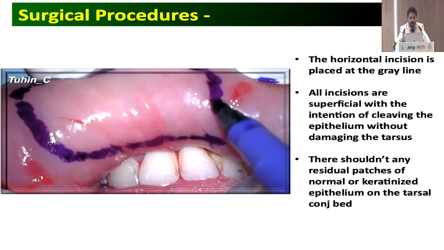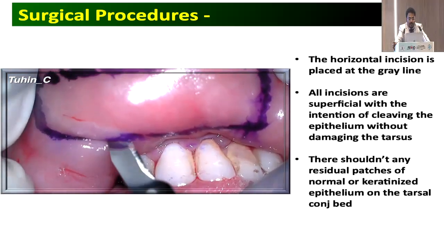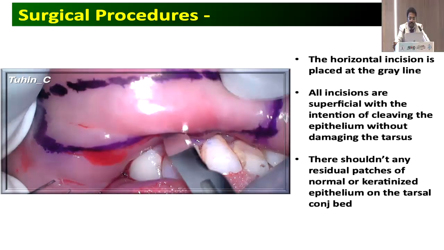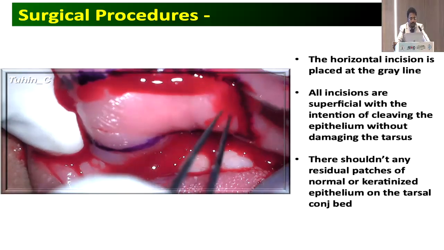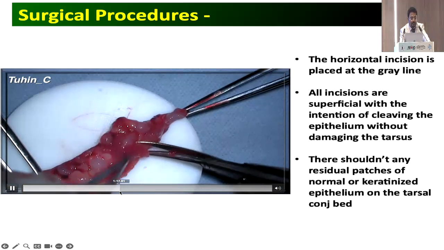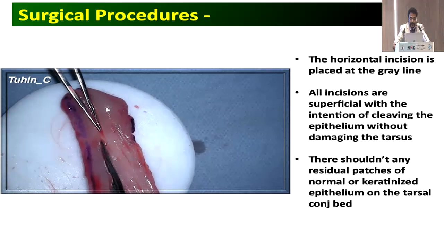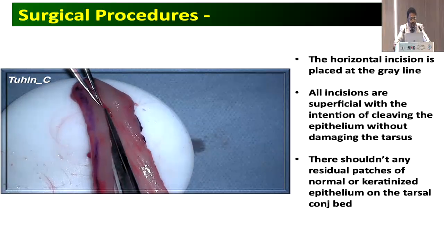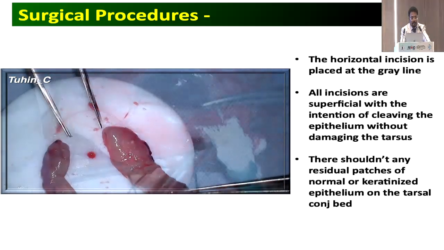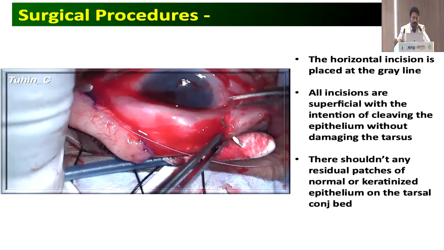Then we have to measure the defect, and then put a submucosal injection to lift the graft. After the graft is removed, excess fat is cleared from the stromal surface of the graft with curved Westcott scissors. And then we have to suture it using 7/0 nylon, 7/0 Vicryl sutures.